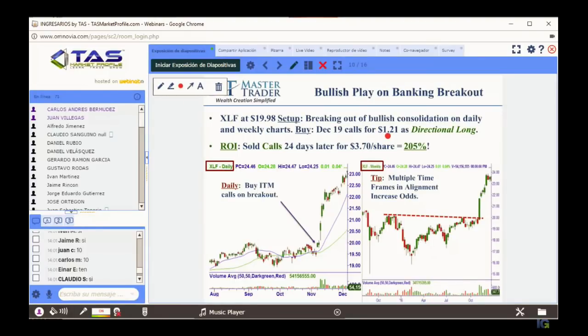So on the daily chart, after this rally, as you can see, we were bullish on it. So we decided 24 days later, when the market was getting tired, to sell this call option. We went to the option market and we sold it for $3.70 a share. Now you divide 370 by your $1.21, and that's a staggering 205% return on that long call.